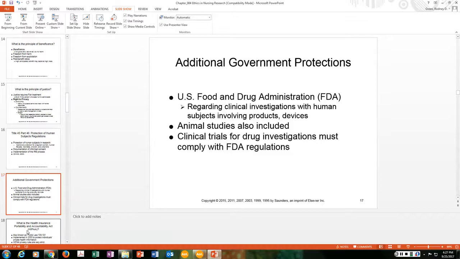Animal studies are also included, and animals are rarely used in nursing studies, but they apparently have been used in nursing studies, and every effort has to be maintained for the safe care and protection of animals. Clinical trials for drug investigations also have to comply with FDA regulations.